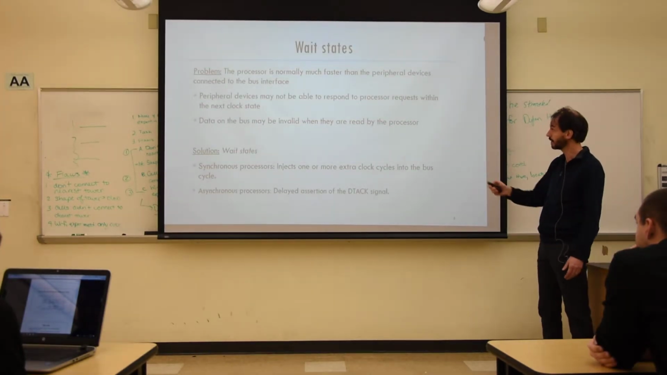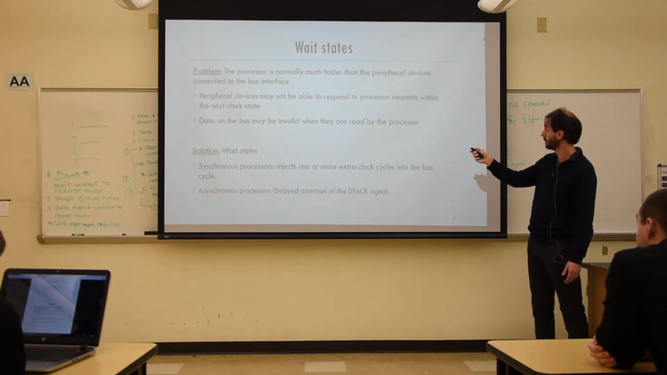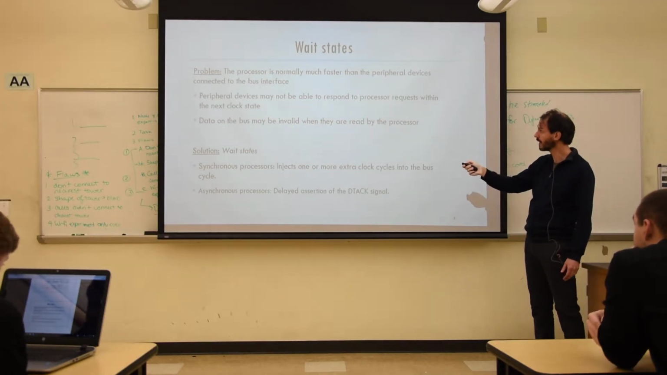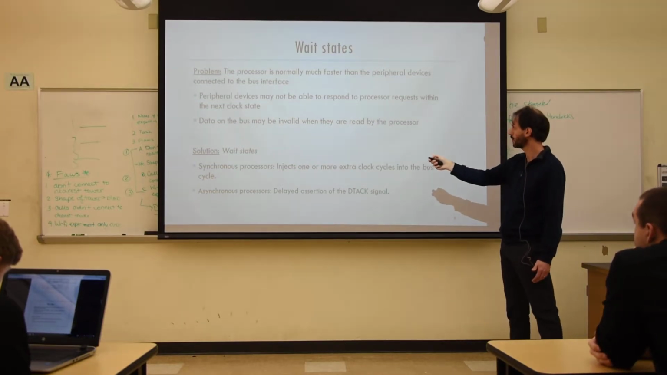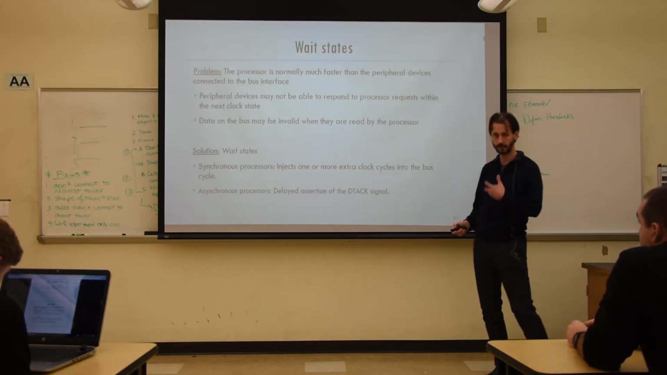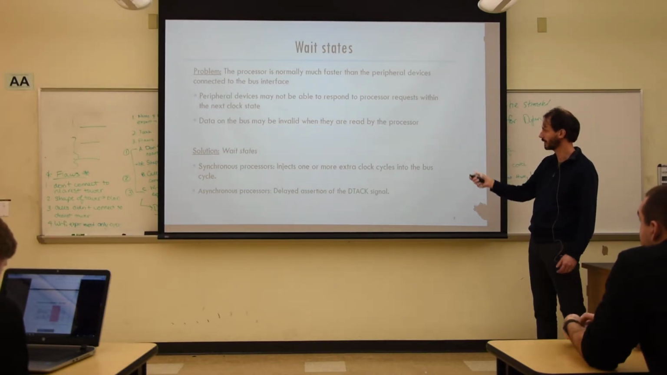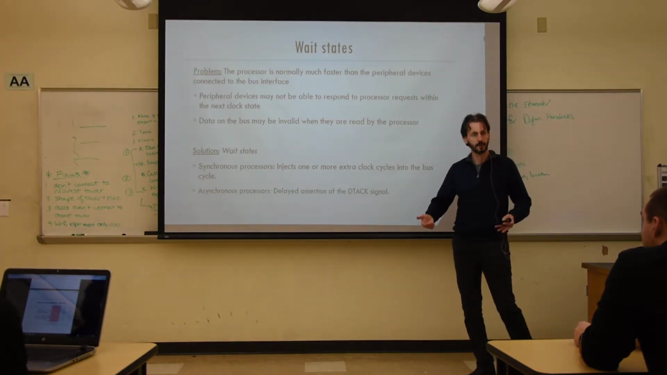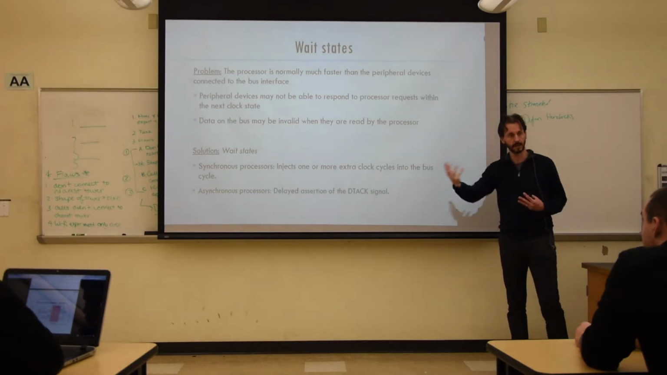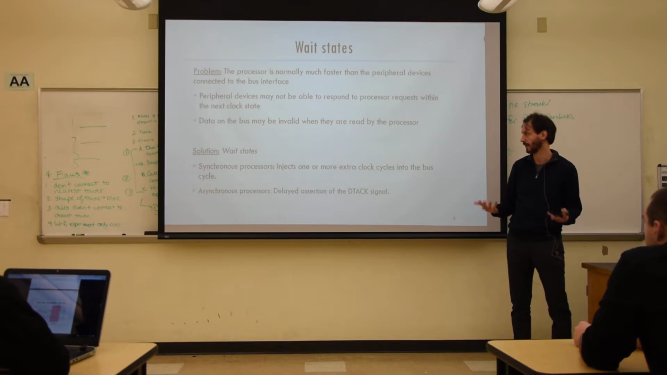But that may be a problem actually, because normally your MCU is way faster. So how do you make sure that the peripheral, say in this case your SRAM, and the processor are synchronized? The peripheral devices may not be able to respond to the processor requests within the next clock state. So effectively the data on the bus may be invalid when they are read by the processor. And why is that? Because the processor is doing this at a much faster pace, right? So it expects to see the data, but the peripheral was not yet ready and did not output the data yet. So the data lines simply do not have that information yet.